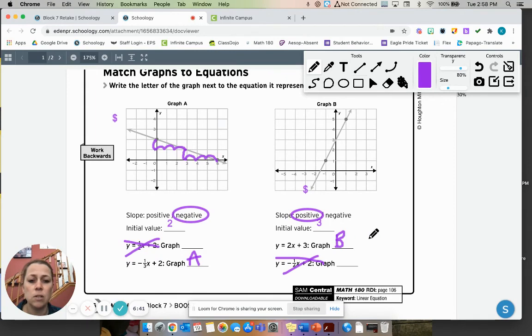Now let's check this plus 2. Remember, 2 equals 2 over 1. What does that mean? Up 2 over 1. So let's check it. Up 2 over 1, and I'm on the line. Let's try it again. Up 2 over 1, and I'm on the line again. So that pattern is checking out.